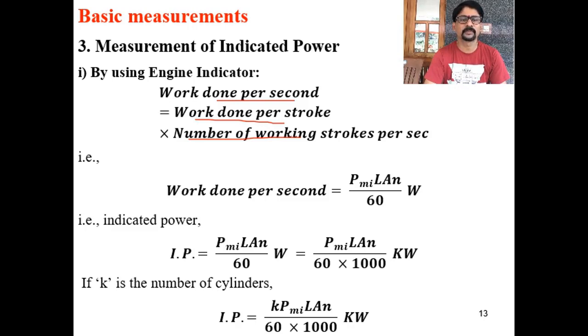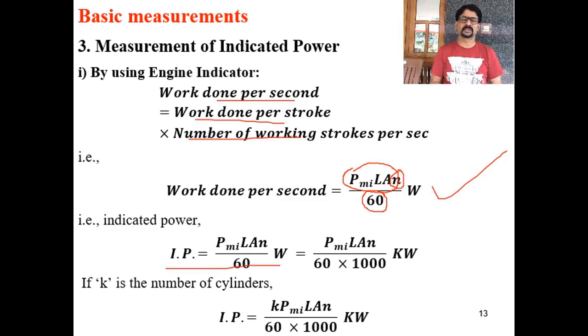So this n, we took it in number of explosions per minute or number of working strokes per minute. You have to convert that into seconds, so you have to divide it by 60. Work done per stroke is nothing but PMI L into A, into n by 60. So you'll get PMI LAN by 60, and this is the work done per second. This is called indicated power. So indicated power in watt is nothing but PMI LAN by 60. Try to remember this formula.